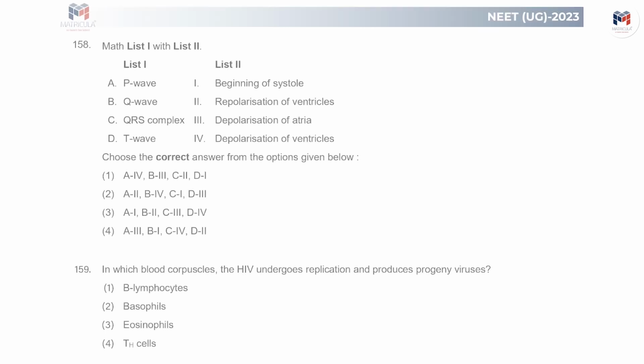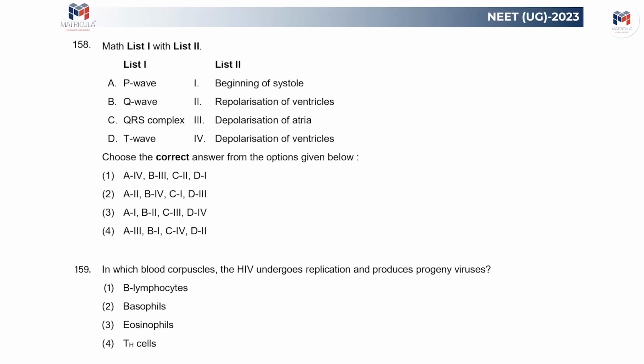Question number 158. Match list 1 with list 2. Choose the correct answer from the options given below. The answer is option number 4. A is matched with 3, B is matched with 1, C is matched with 4 and D is matched with 2. Question number 159. In which blood corpuscles the HIV undergoes replication and produces progeny viruses? The answer is option number 4, Th cells.